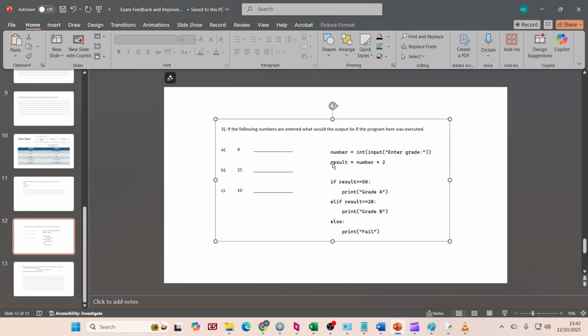Right, this question here, nearly everyone got this question wrong. The only time anyone got it wrong was they incorrectly wrote the printed out results. Remember, it actually prints either grade A, grade B, or fail. So basically, number equals 9, result equals 9 times 2, so that would be 18. Is 18 bigger than or equal to 50? No. Is it bigger than or equal to 20? No. So that will print fail. The only times that people got that wrong was they tended to write 18, 50 and 20 in here rather than writing the answers to what will be printed out. But yeah, on to the last one.